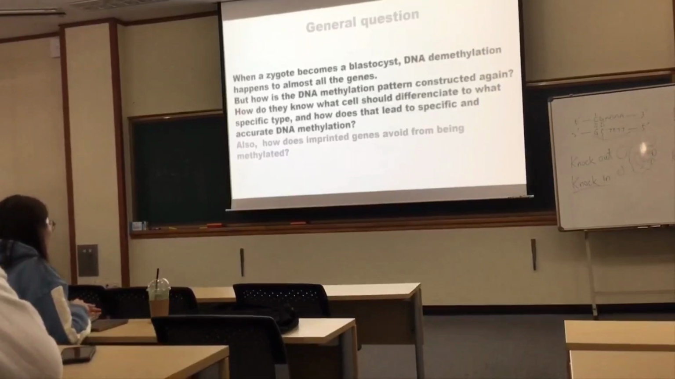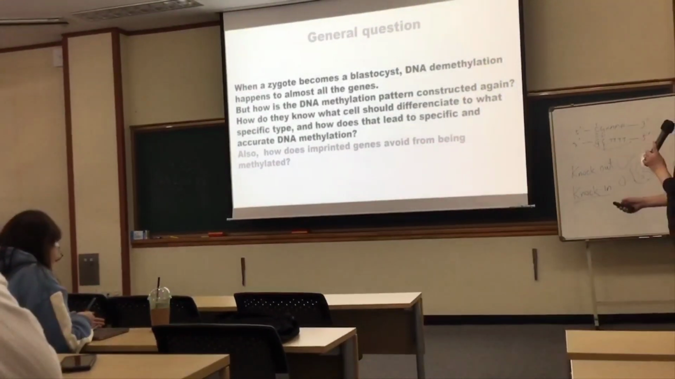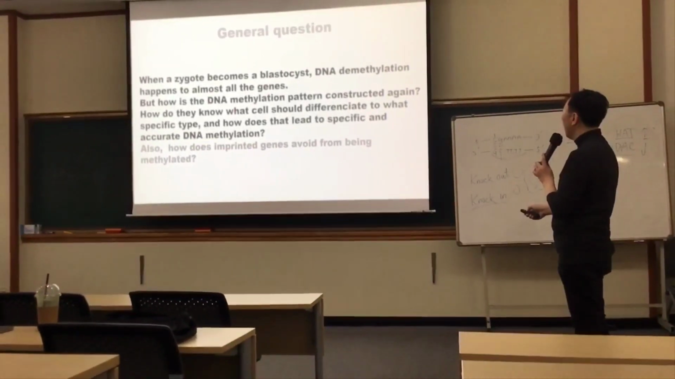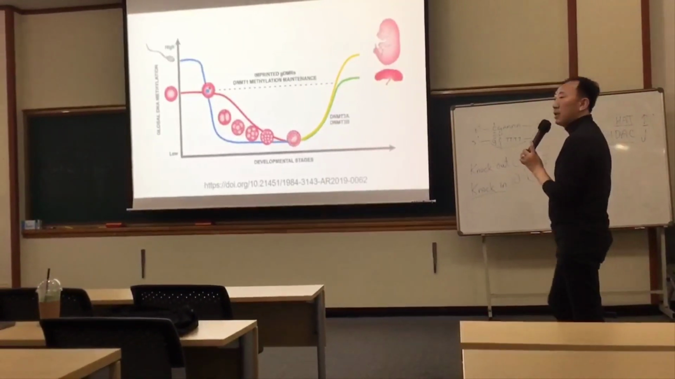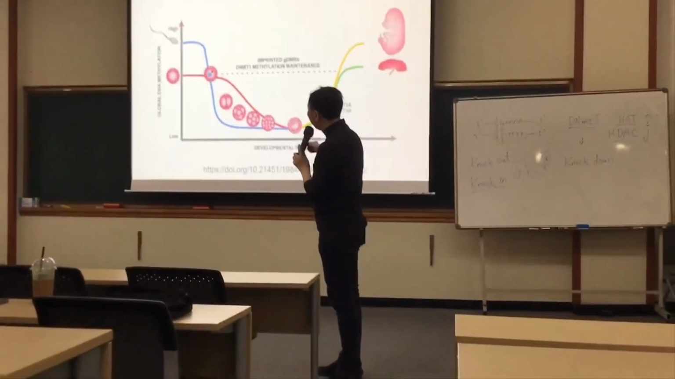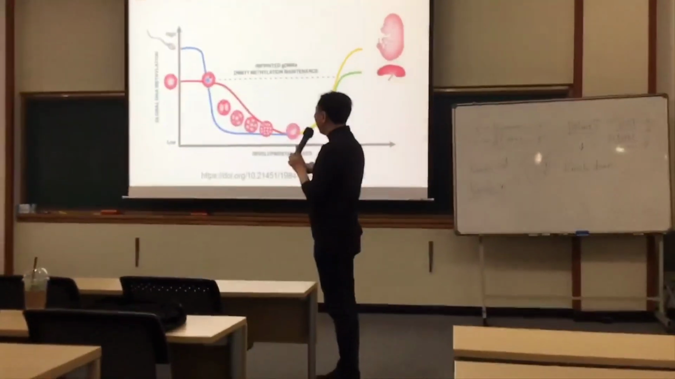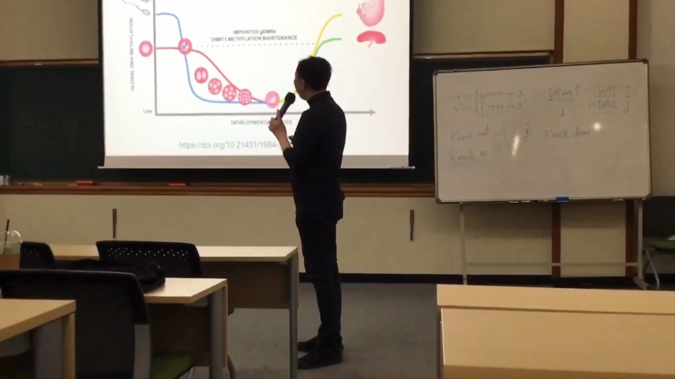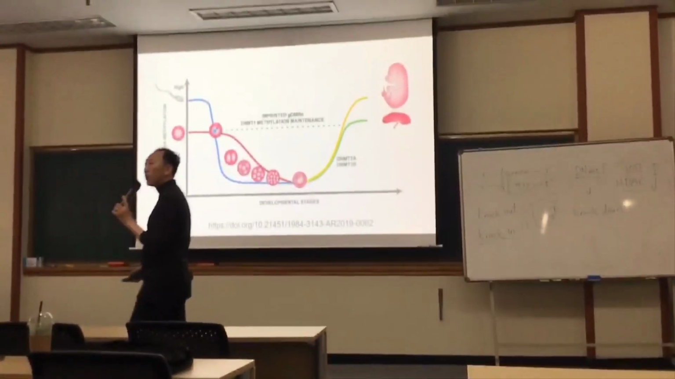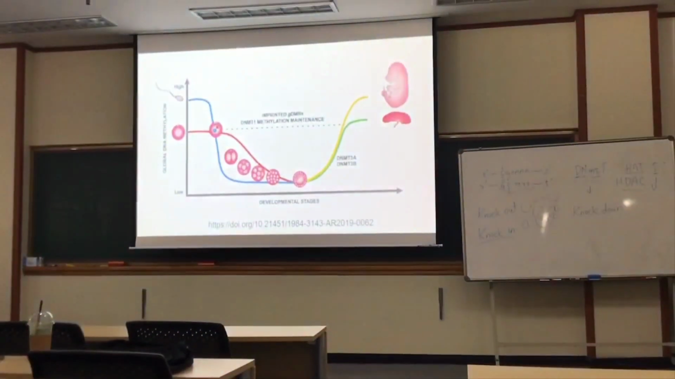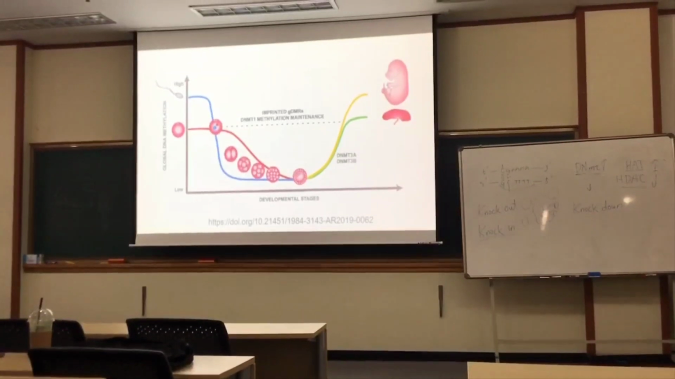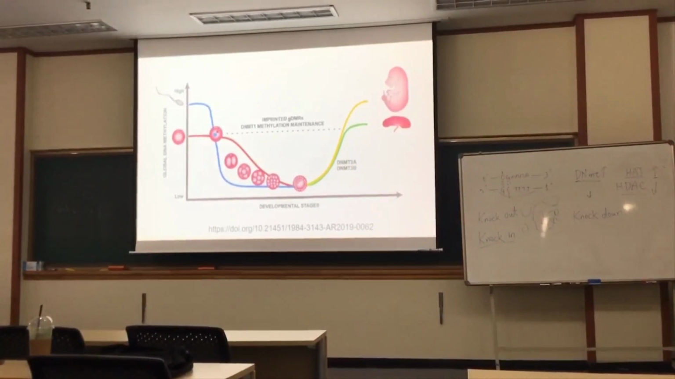Okay, another question. Okay, the zygote forms and then the blastocyst, and DNA methylation happens to almost all genes. So when the sperm was made, this is the methylation percent. The average methylation percent is around here. Sperm cells still have a good amount of methylation. The egg cell is a little less, but it also has methylation patterns. So that methylation pattern is derived from the original father and mother.